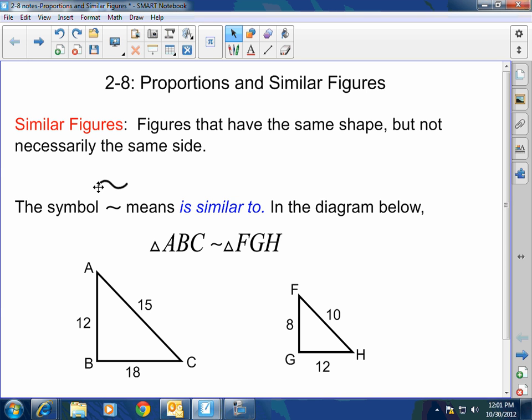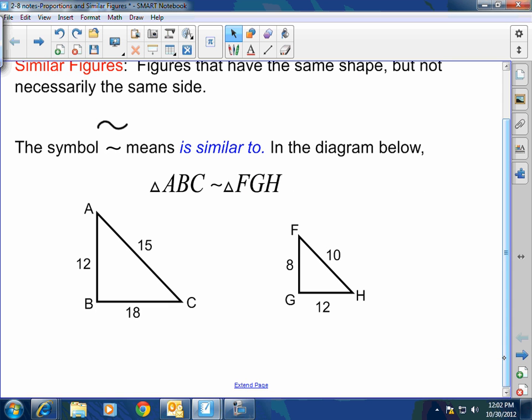So for example, we have triangle ABC, the similar symbol, and triangle FGH. This is saying that triangle ABC is similar to triangle FGH. If it's similar, that means it is the same shape, but different size. So that is what similar means: same shape, but different size.